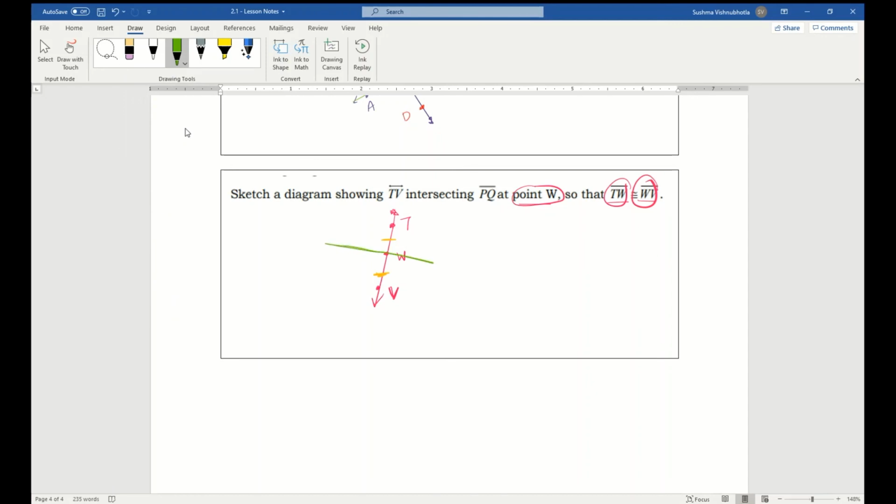So this is the point through which PQ crosses TV at point W, such that it's cutting TV in half. So actually, PQ in this case is a segment bisector, or line bisector, whatever it is, because it's cutting TV in half.